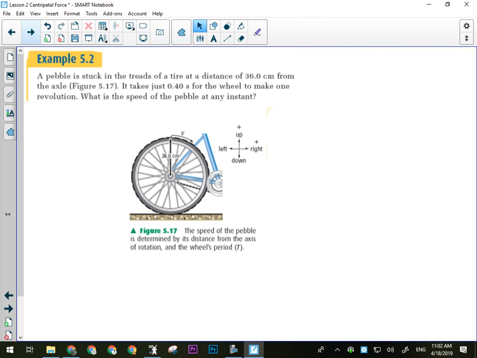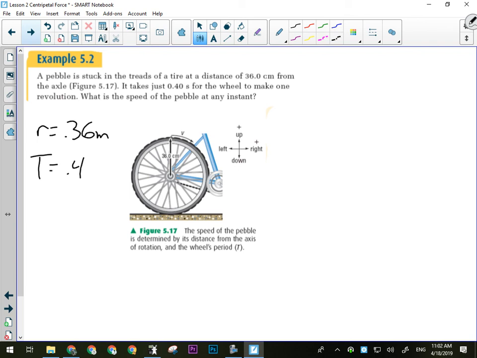All right, so looking at this one here, we talked about this situation earlier: a pebble stuck in the tread of a tire. It's 36 centimeters from the axle, so from the center of the circle. So what did they just give us there? They gave us the radius. So we know the radius of this circle is 0.36 meters. And it takes 0.4 seconds for the wheel to make one revolution. What do they give me there? Not hertz, no. Period. And it's 0.4 seconds.